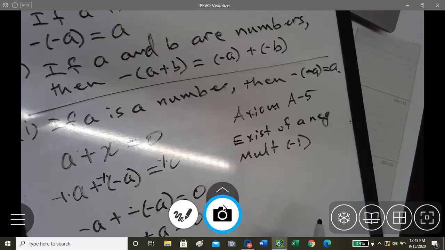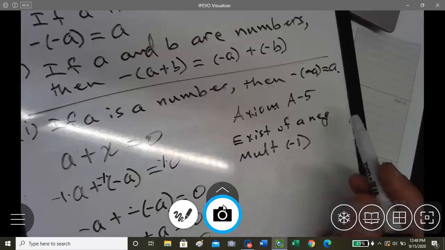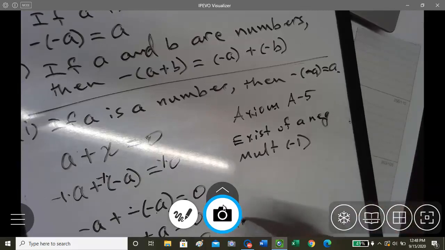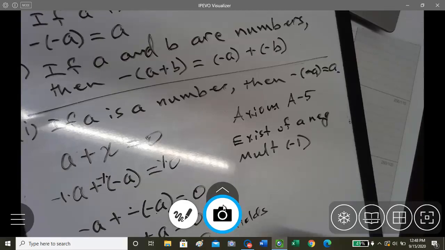And from here, minus a negative a and a positive a, that's 0. And so that holds. Thus, we can say that a plus negative a equals negative a plus a, which equals 0.